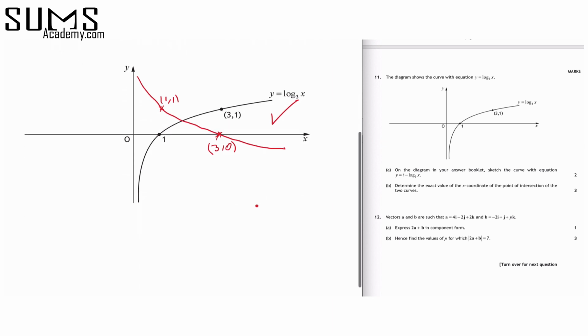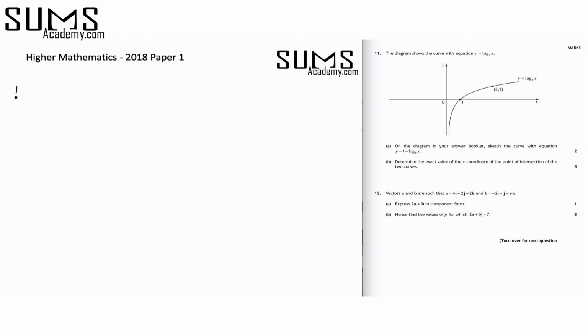Okay, now to part B. Determine the exact value of the x-coordinate at the point of intersection of the two curves. Well, we know from our last diagram that we get this point here. So we know that the point of intersection is going to be there. So all we need to do is make these two equations equal to each other, and from there we'll be able to work out this x-coordinate here that we get the right value for.